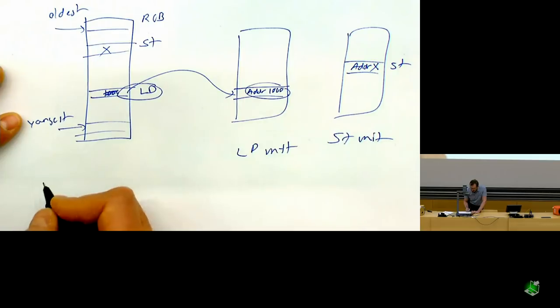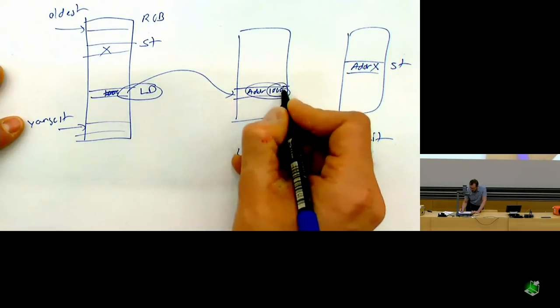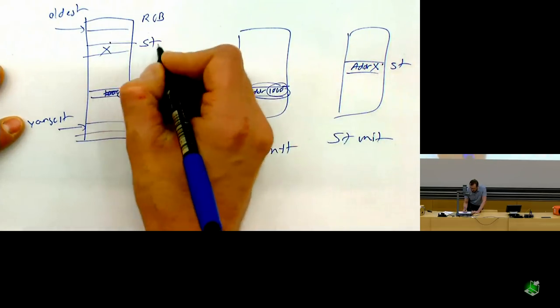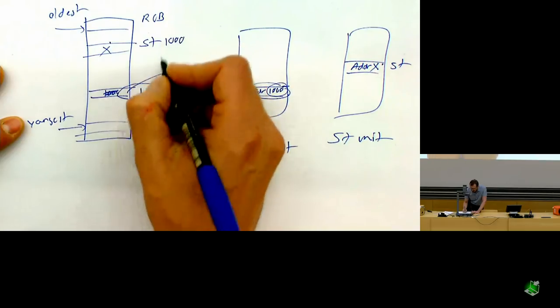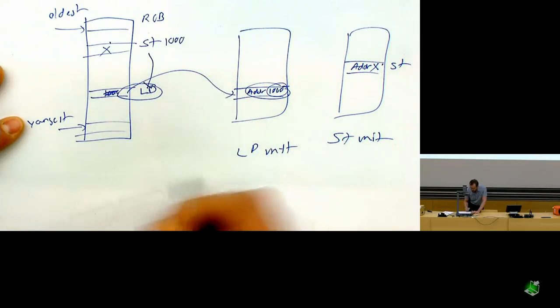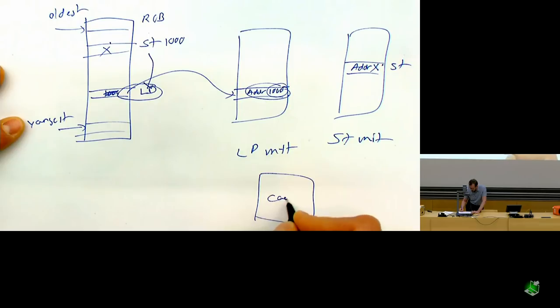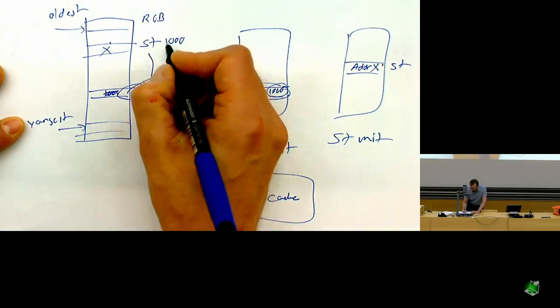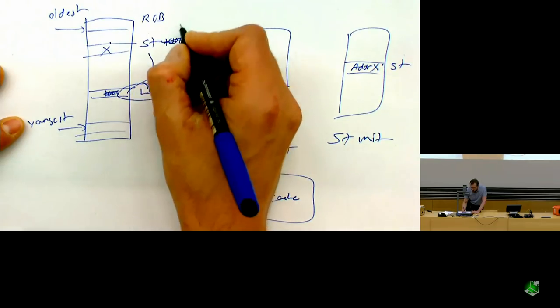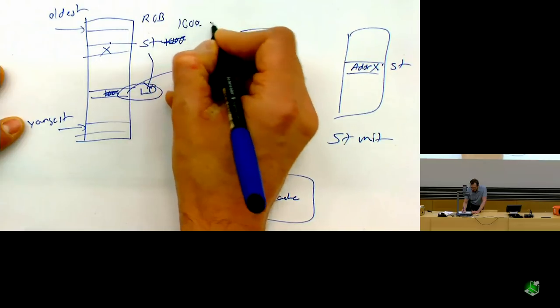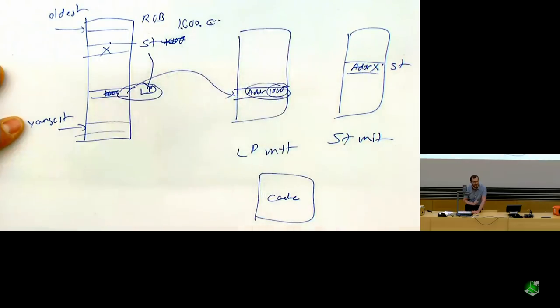How do you even know that? Because you know the address over here, but you don't know if the store is going to write to 1000. If it does, this load should get the data from the store, not from, let's say, a cache over here. If this stores to, I don't know, a million, then the store doesn't overlap with this load, meaning that this load is safe to go.